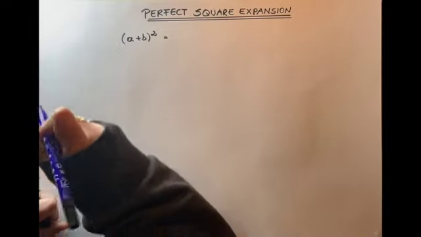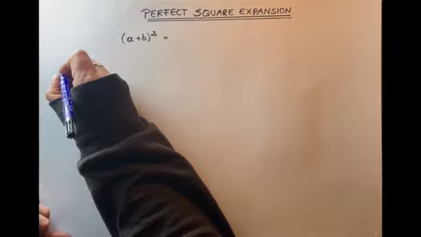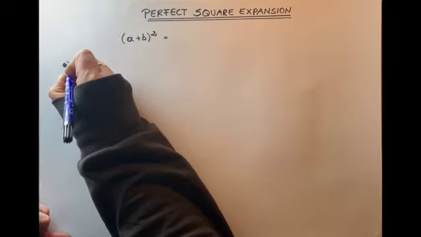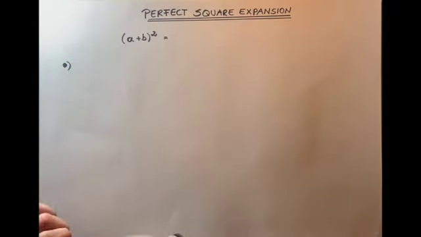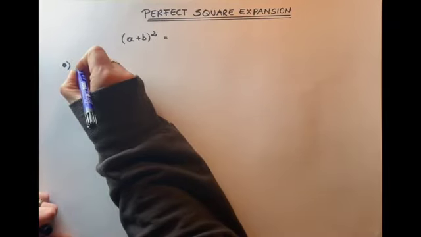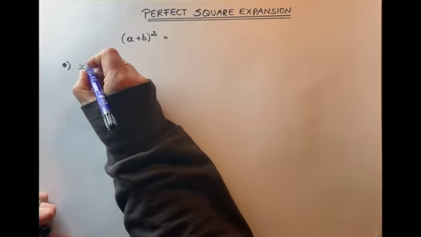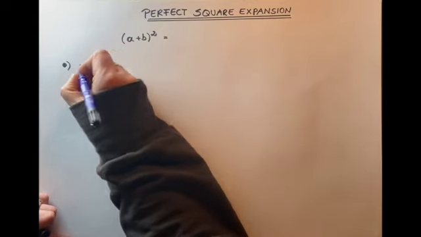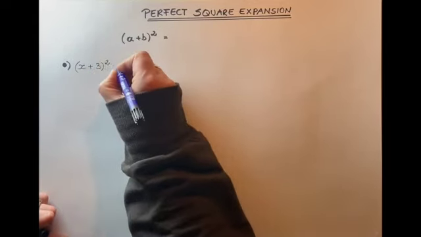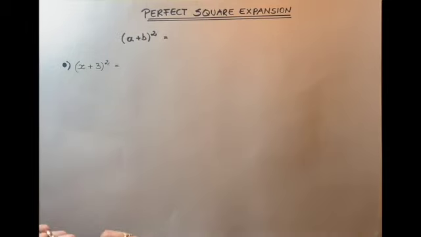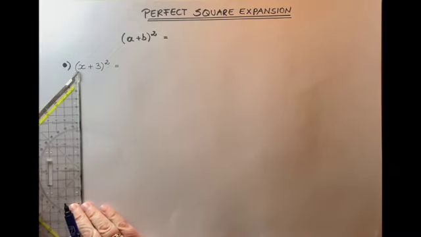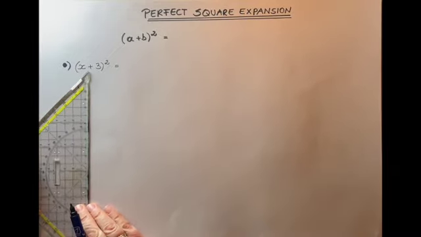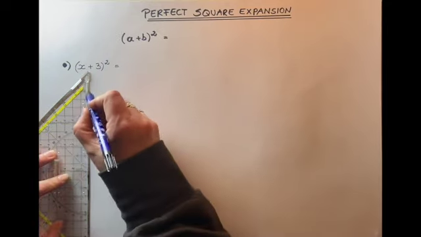Before we look at anything in general, let's have a look at an example. What about (x + 3) squared? I'm going to draw a multiplication grid, and I'm asking you to do the same so that we can go along working with our algebra tiles.